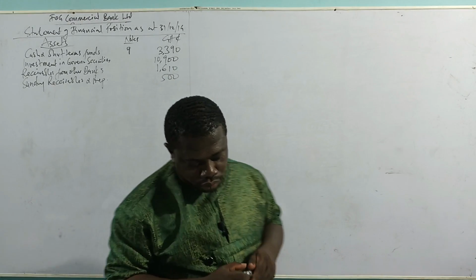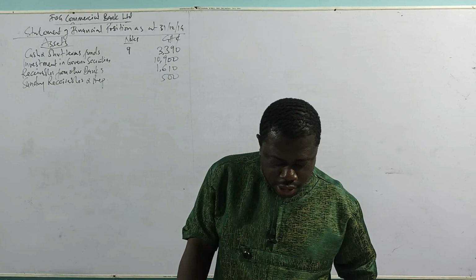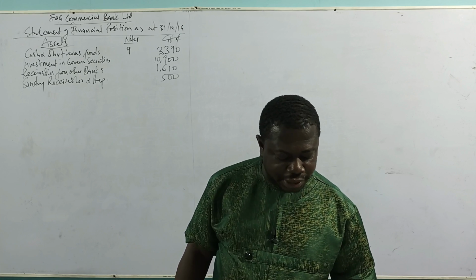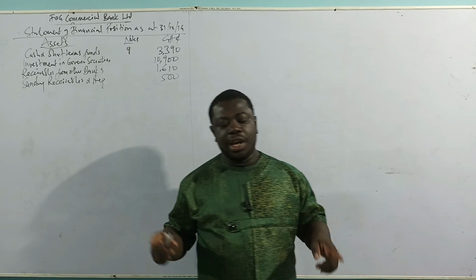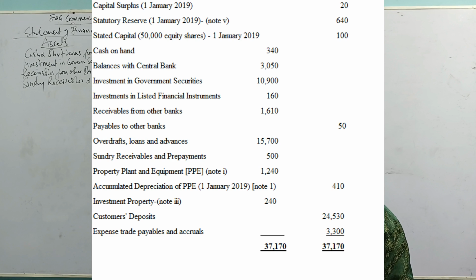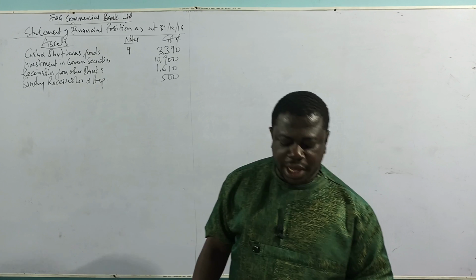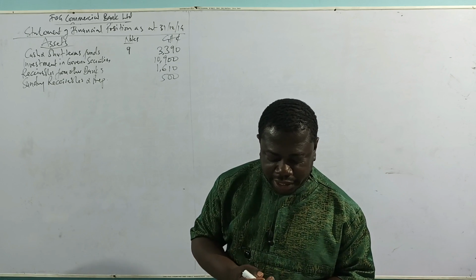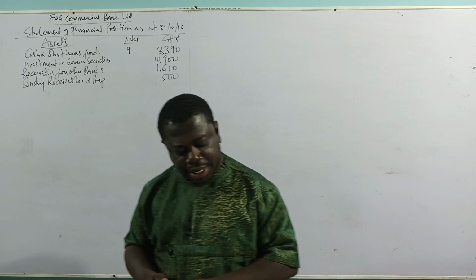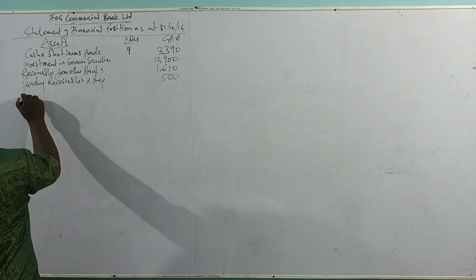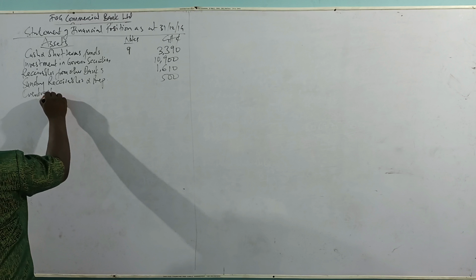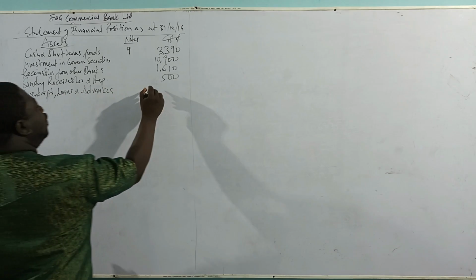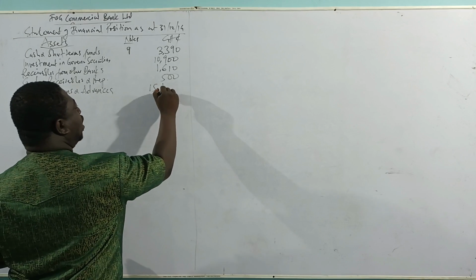And then we can look at overdrafts, loans, and advances. And that one, we did a working for that. We subtracted the loan impairment. Remember that in the trial balance, overdraft, loans, and advances are 15,700. But there was an impairment loss on the loans. So we did the working for that from working 10. And the final figure is 15,190. So overdrafts, loans, and advances, 15,190.